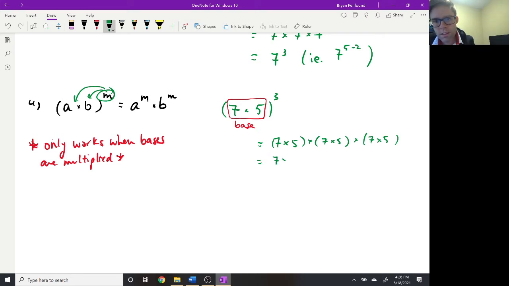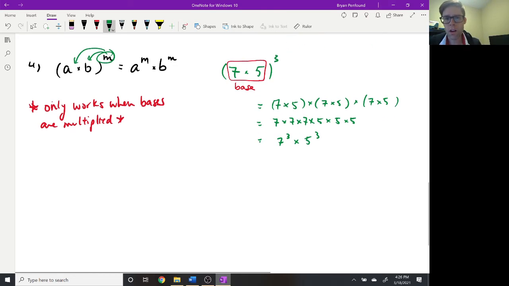So maybe I can move all the 7s together, and move all the 5s together. And then I can see that I really have 3 copies of 7, and I have 3 multiplied copies of 5 as well. So just interpreting this as I normally would with that repeated multiplication way of thinking, I think that answers a lot of questions with regards to exponents.